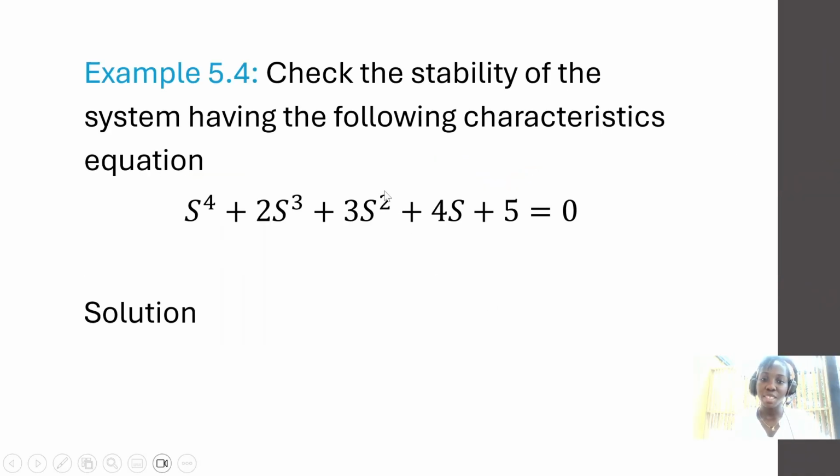Hi, I am Jessica Ferweni, a third year computer engineering student, and today our question is on stability. The question reads, check the stability of the system having the following characteristic equation. So here's the characteristic equation.